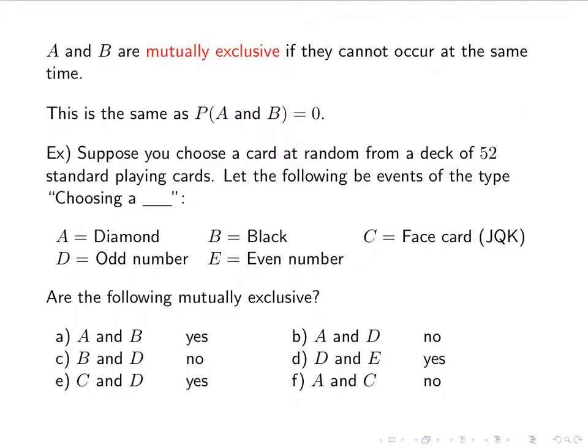Okay, so I think the hardest part of this is remembering that if they can occur at the same time, they are not mutually exclusive. And if they cannot occur at the same time, they are mutually exclusive. So a yes means a no, and a no means a yes. So you have to be really careful about making sure you're answering the question.